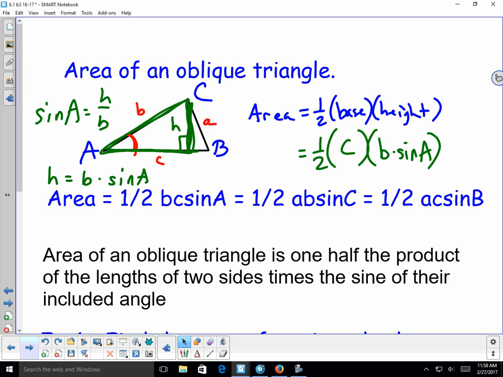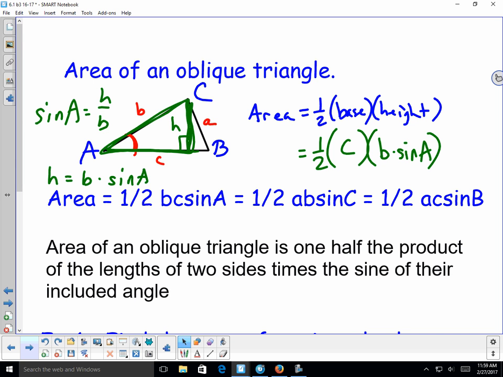And it's half of B times C times the sine of A, but you could say, oh, that's the same as half of A times B times the sine of C, or half of A times C times the sine of B. All of those are good and useful. So the area of an oblique triangle, to sum up, is 1/2 the product of the lengths of 2 sides times the sine of their included angle.